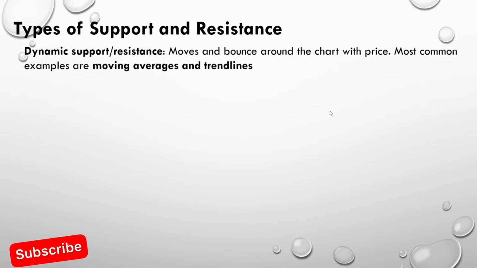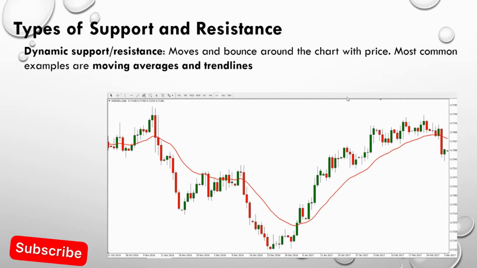Then we have dynamic support. Dynamic support moves and bounces around the chart with price. Yes, it moves with the price. Most common examples are moving averages and trend lines. So, for example, this is a moving average. This is acting like dynamic support here because price keeps bouncing off it and it keeps moving with price, until it finally breaks this part. Here also it acted like a support because price kept coming here trying to break it. It couldn't. It keeps pushing it down until it finally breaks it at this region here, and then it becomes a support.